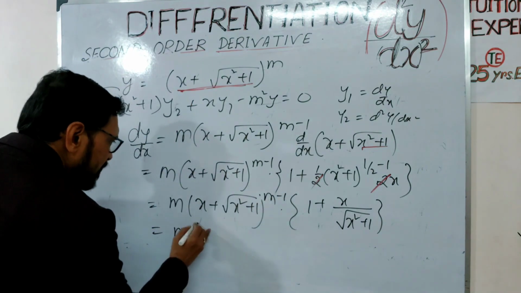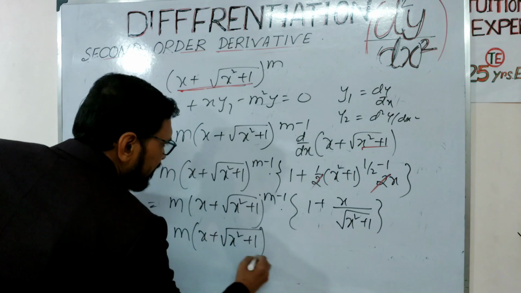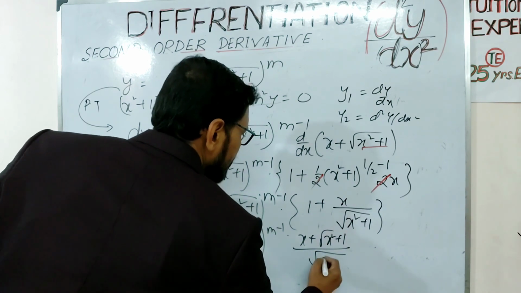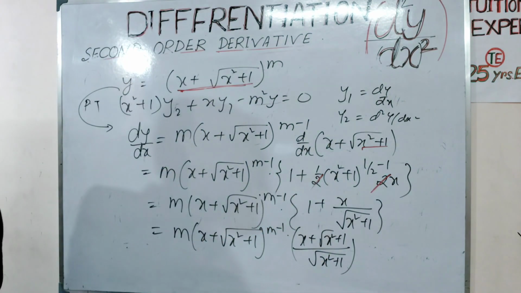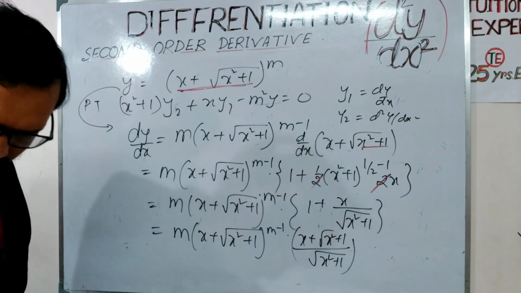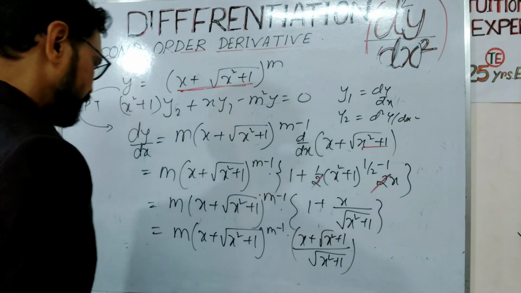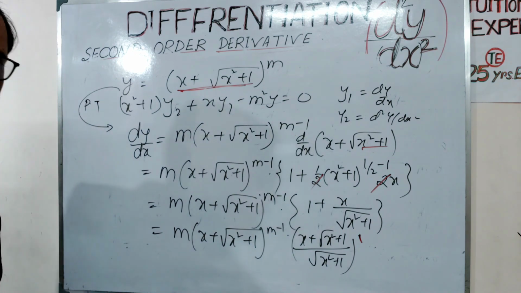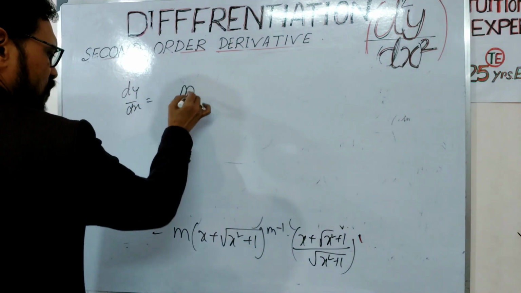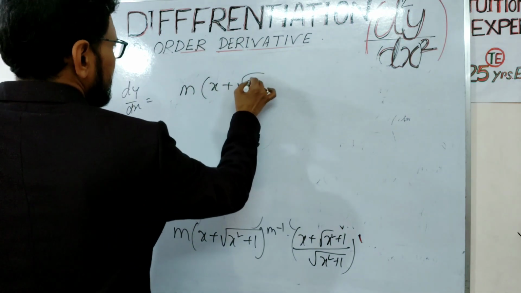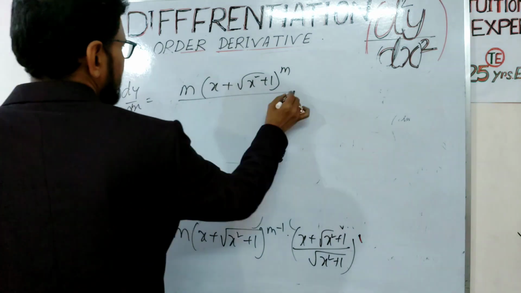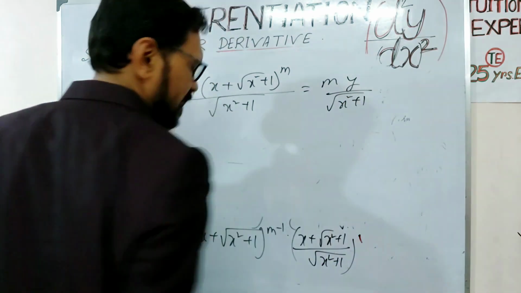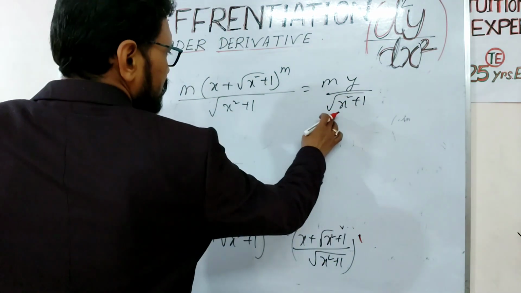So this is m, this x plus this. Now this is the one term, m minus 1 into 1 m. So dy by dx equals m into x plus root over x square plus 1 by root over x square plus 1, which is equal to m into y by root over x square plus 1.